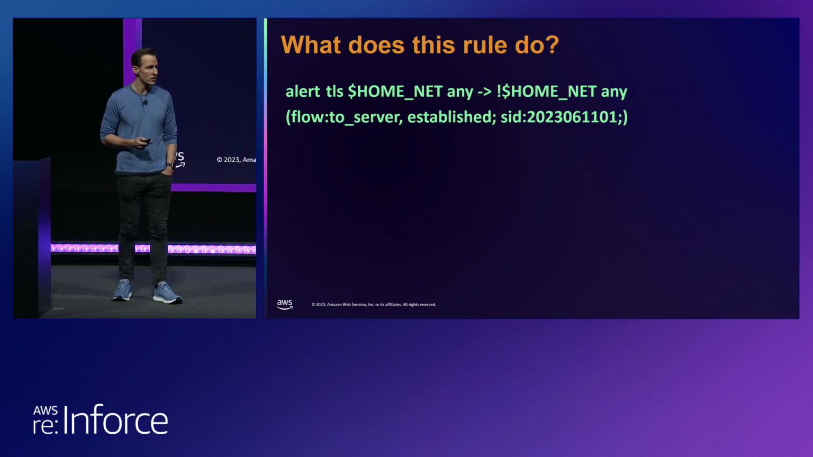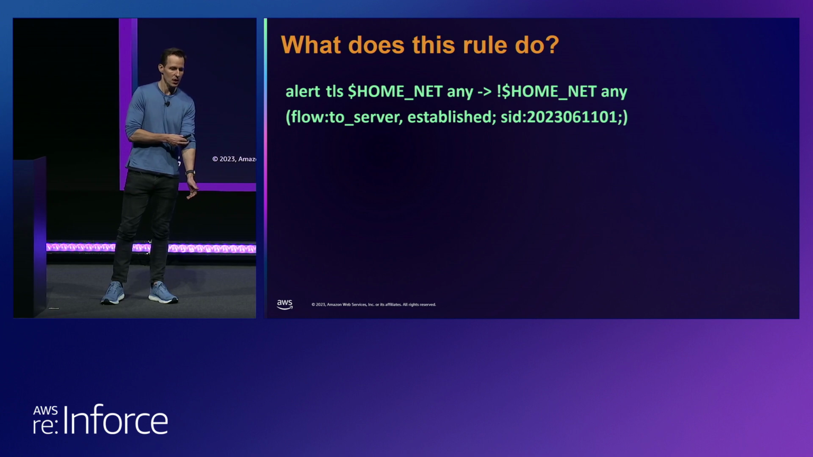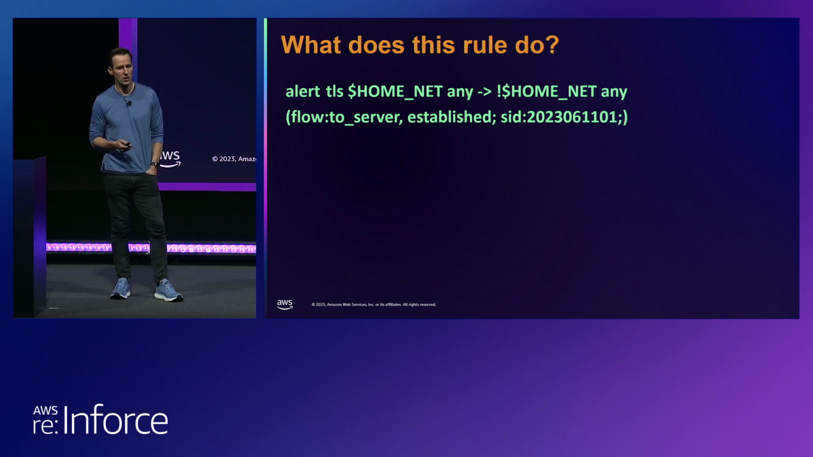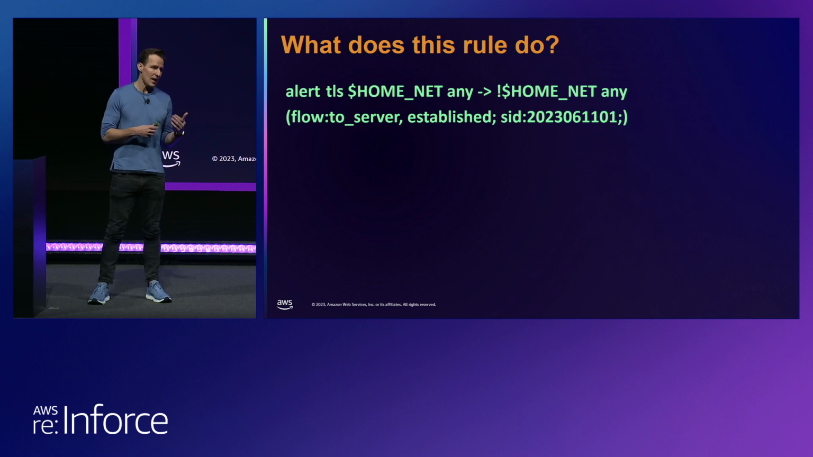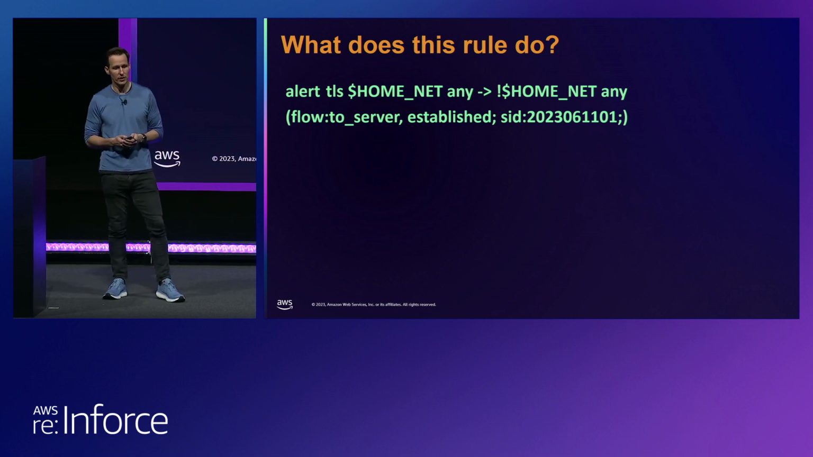And you can see we're using flow:to_server,established. What this is going to do is make sure that it's only matching packets in an established flow. So ultimately, any kind of TLS communication going to the internet, we're going to have an alert against it.